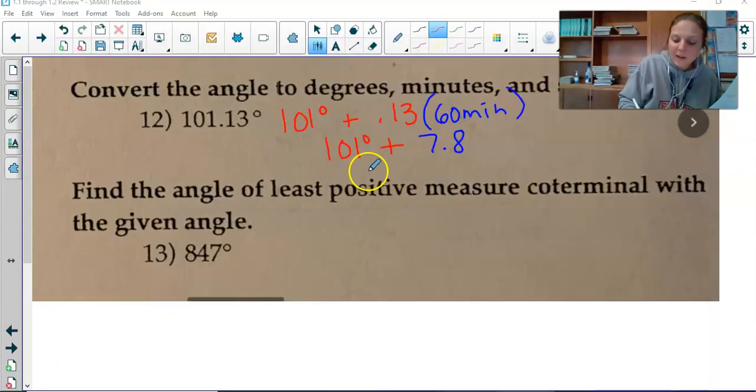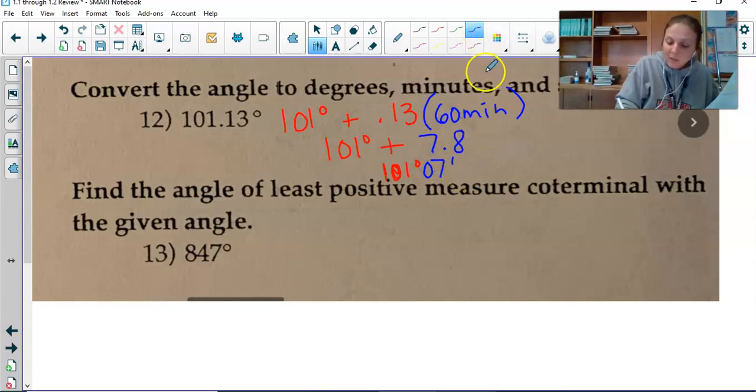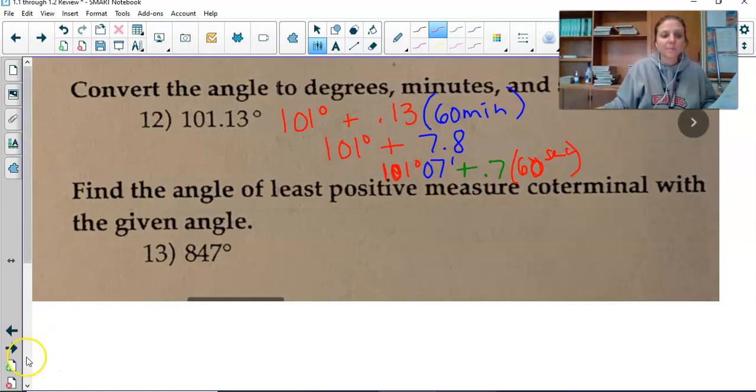Okay, so what this means is I have 101 degrees, I have 7 minutes, and then the 0.8 is going to represent my seconds. So 101 degrees and 7 minutes. And this 0.8, and you can write 0.7 by the way, or 7. This 0.8 is going to be my seconds. So I'm going to have to take that and multiply that by 60 to figure out how many seconds this represents.